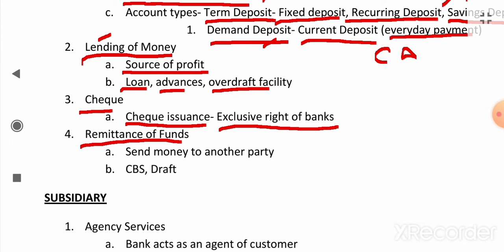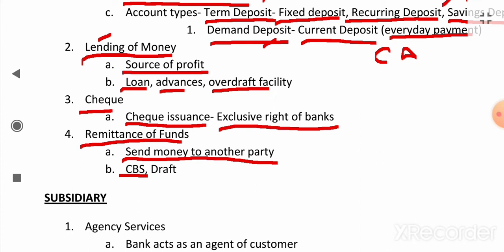Basic meaning of remittance is sending money to another party. Like when you send money to any person, your friend, relative, or anyone, then that's called remittance. This is CBS, the core banking system. Through core banking system, all the banks are connected to each other through computerized systems and networks. So whenever you have to send money to another person, you don't have to carry the money physically. You can transact through banks.